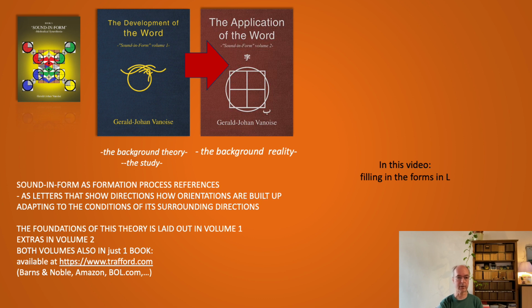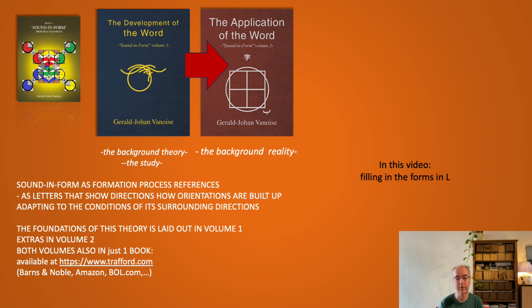find in the development of the word and with some applications in the application of the word. This is about formation processes that you can recognize by knowing in which direction every letter in the word is going to. And these letters stimulate each other to go in a certain direction. You can learn to adapt each letter to the next one and show for yourself this formation process, recognize this formation process. This video especially is about filling in the forms.